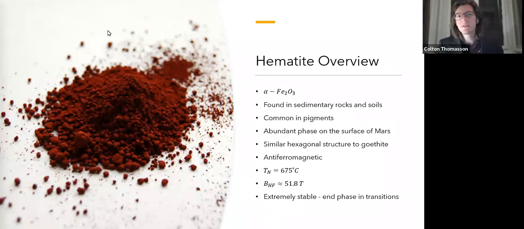Right, so next we have hematite, and this is also found in sedimentary rocks and soils. As you can see, it has a very bright red color, so it's common in pigments, and it's also an abundant phase of iron oxide on the surface of Mars, hence the name red planet is where it gets its color from. It has a similar hexagonal structure to goethite, and it's also antiferromagnetic. It has a Néel temperature of 675 degrees Celsius, a hyperfine field of 51.8 Tesla, and it's also extremely stable. It's the end phase in transitions. So whenever an iron oxide is going through its different phase conversions, if it goes all the way through, it's always going to end up at hematite.